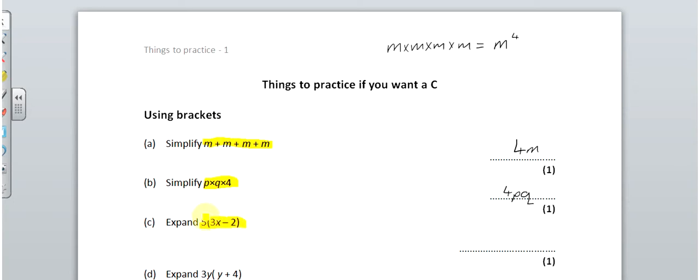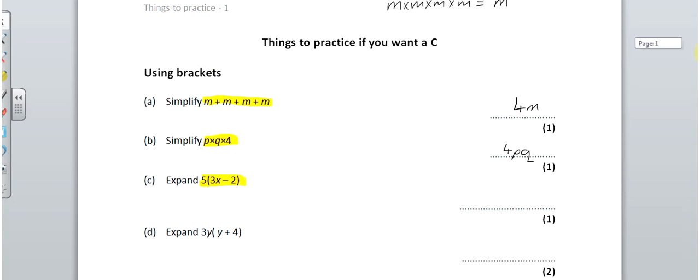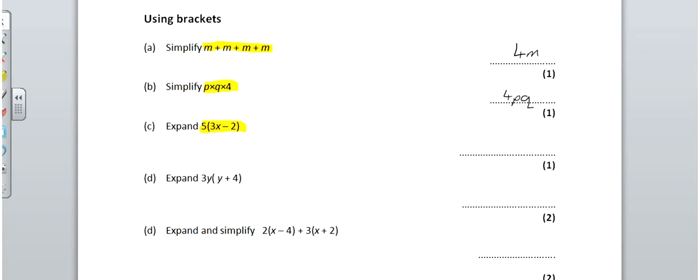Part C, we're going to expand a bracket. So to do that, I'm going to use the grid method. So you put the 5 here, and you put the 3x minus 2 on the top, and then remembering that we multiply, we do 5 times 3x, which is 15x, and 5 times minus 2, which is minus 10. So it's 15x minus 10.